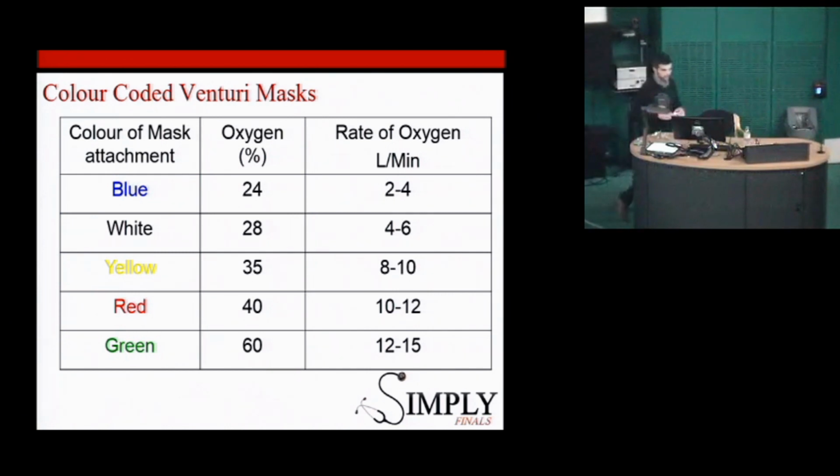So it's difficult to remember these. I don't know who chose blue, white, yellow, green, red, green as the order, but they did. Thankfully, on all of them, they've got the percentages on the side, and how much oxygen you need to put through the oxygen. So all you need to remember is blue, because we always start with the lowest one if we're using Venturi. The rest of them you can work out over the coming years.